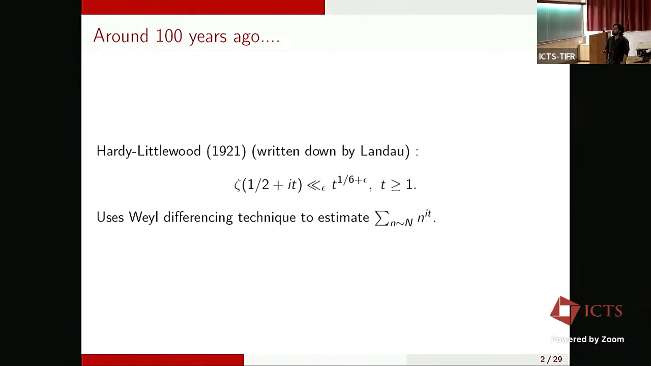So the story started around 100 years ago when Hardy-Littlewood claimed that zeta on the critical line at height t is bounded by t^(1/6). But this was not formally written down by Hardy-Littlewood. It was communicated to Landau, who finally wrote it down. So this basically used what is now known as the Weyl differencing technique to estimate this exponential sum non-trivially.